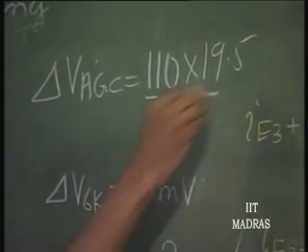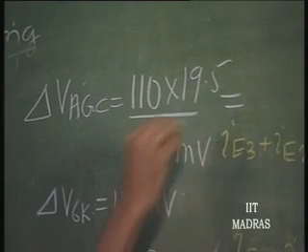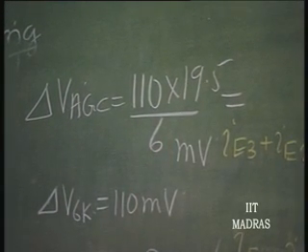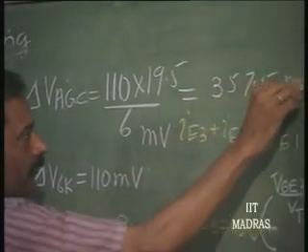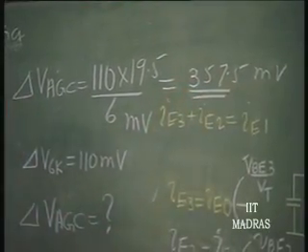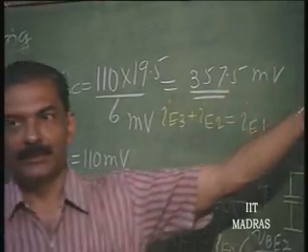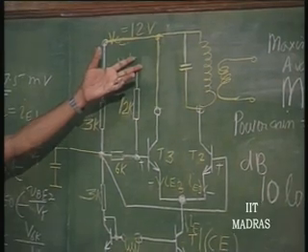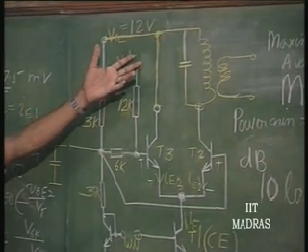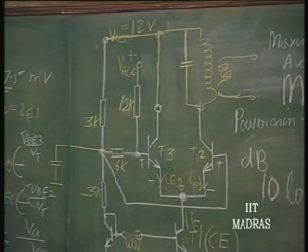How much is that? About 300 and odd millivolts, 357.5 millivolts. So, that is the change that is required in order to change the gain from 10% to 90%. That is the change that is required. That will be useful for our design.